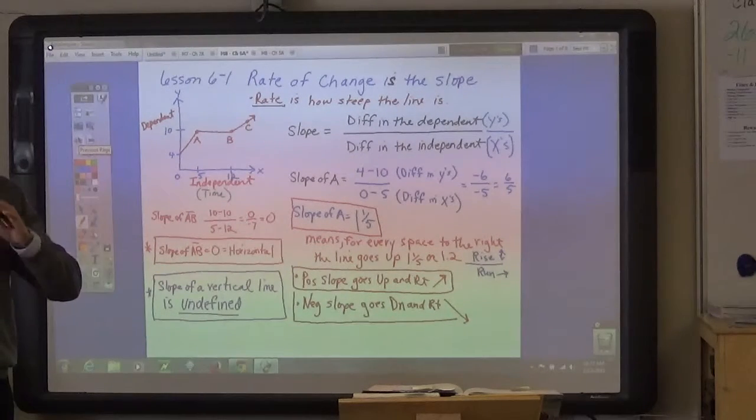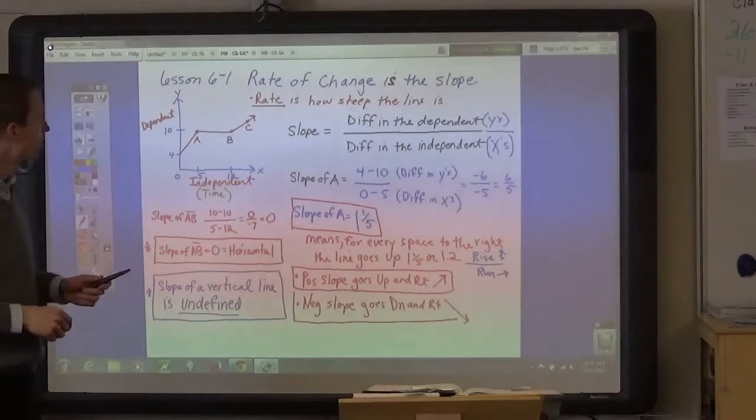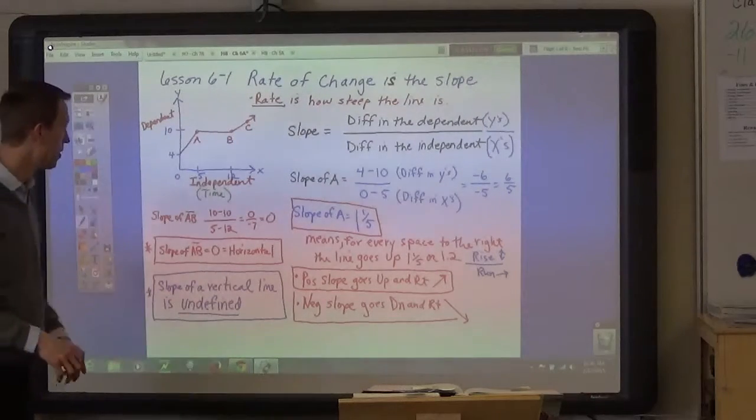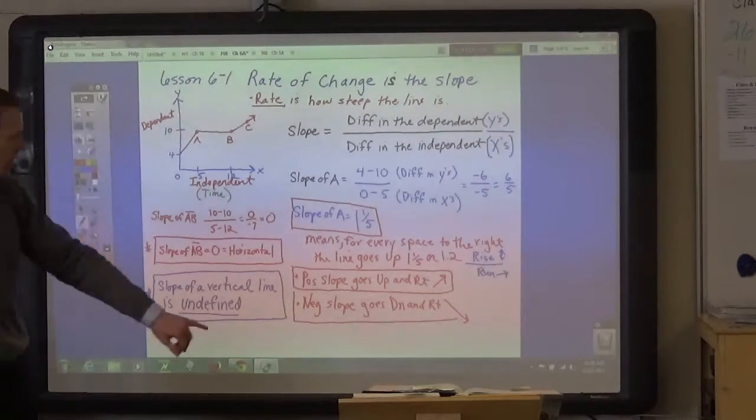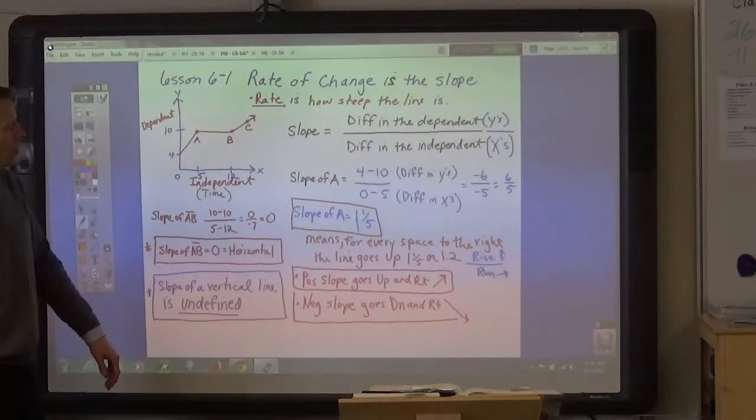If it is a gradual slope, it's going to be a lower number. If it's a steep slope, it's a higher number. If it's going up to the right, it's a positive slope. If it's going down to the right, it's a negative slope. All right? What about down to the left?